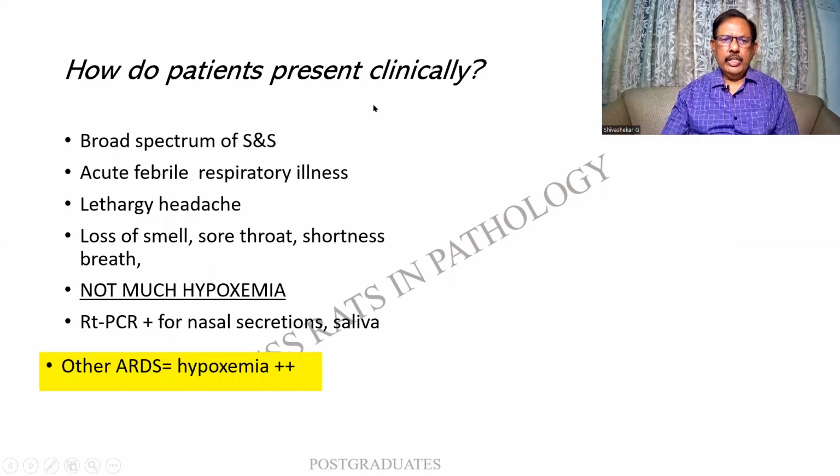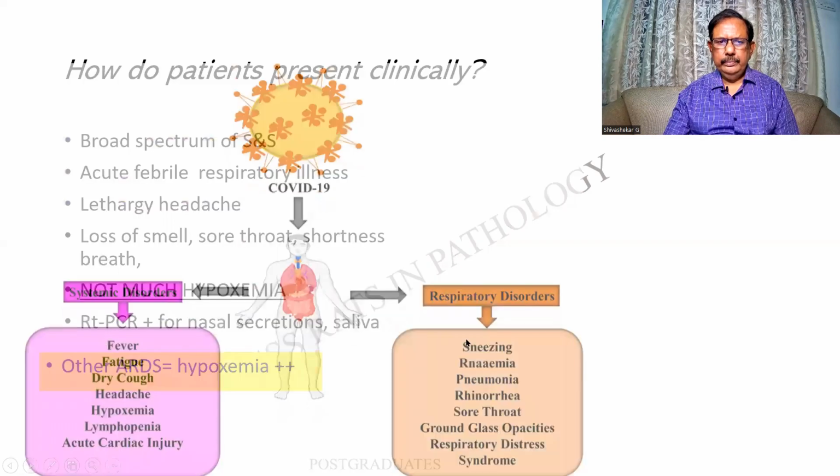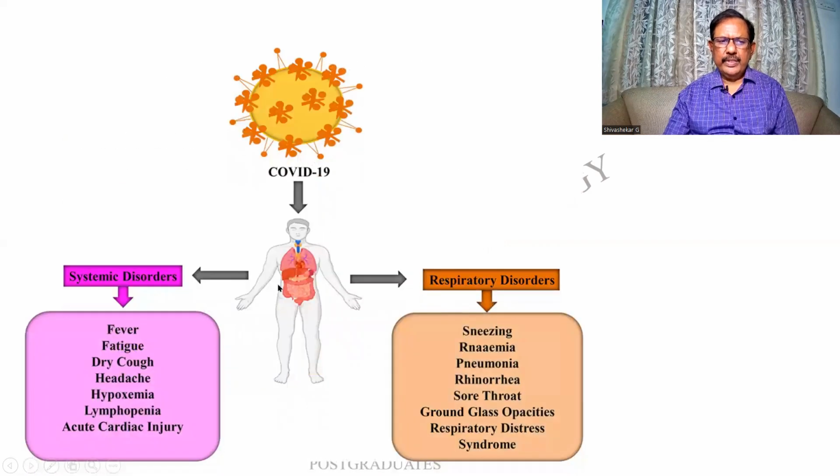There is a broad spectrum of signs and symptoms. Febrile illness can be there, lethargy, headache, loss of smell. Not much hypoxemia when compared with the other adult respiratory distress syndrome illnesses. RT-PCR can be positive for nasal secretions and saliva. This is a manifestation with systemic as well as respiratory disorders. As a pathologist, we must be more interested in the lymphopenia and cardiac injury, and in this case, the ground glass opacity and respiratory distress syndrome.